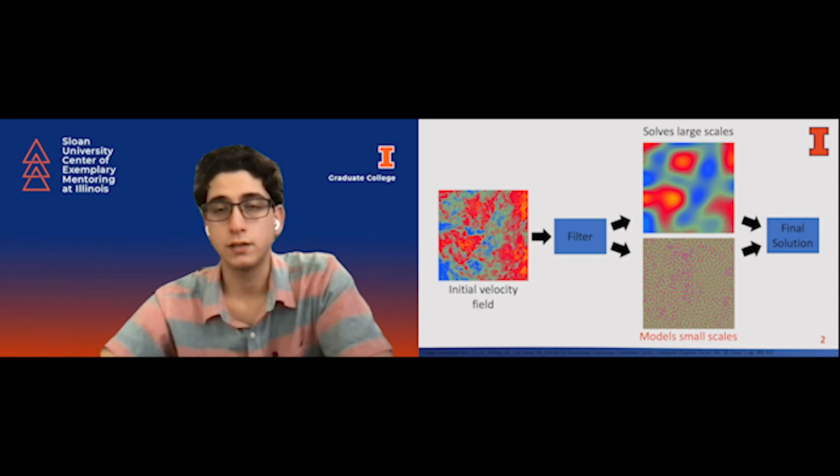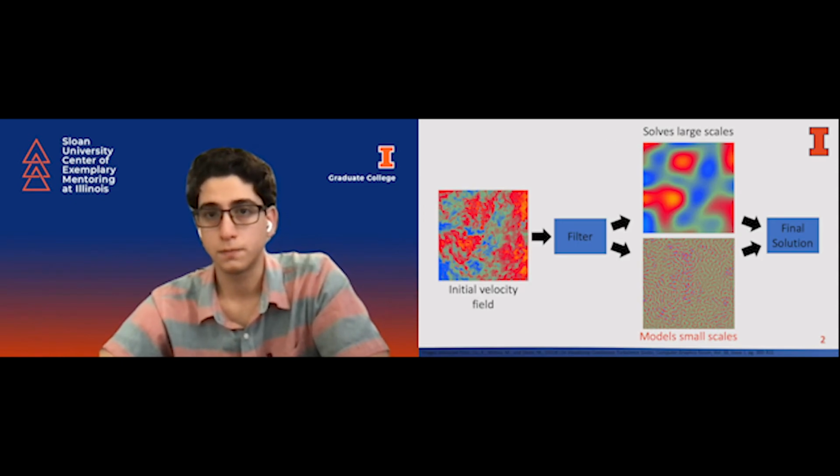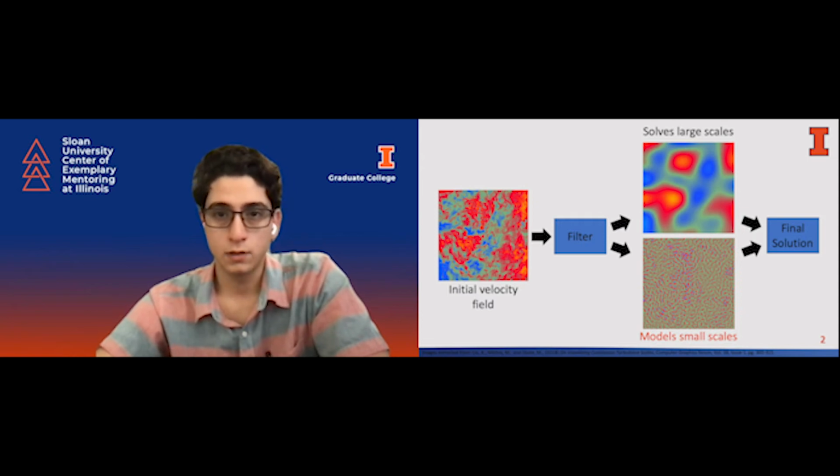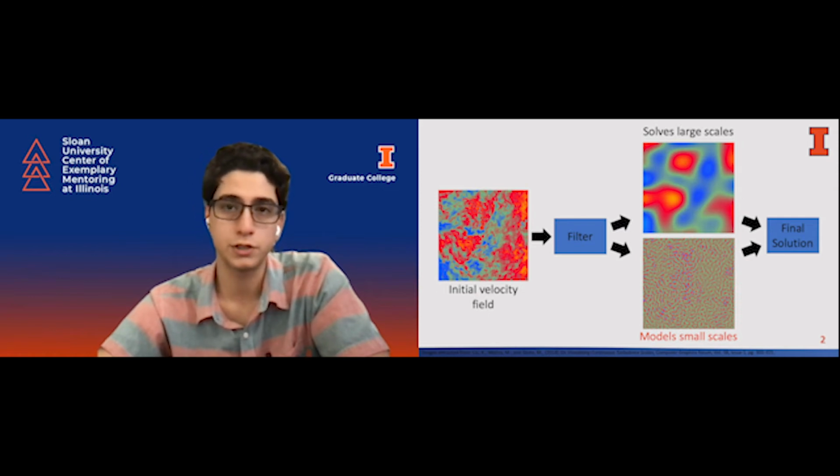On the next slide, you can see a schematic of how LES works. To solve a velocity field, LES uses a filter to separate the scales of turbulence. Once separated, it solves a set of equations for the large scales and models the small scales, as shown in the diagram. I am focusing on developing a new turbulence model using machine learning and deep neural networks to help improve the prediction of turbulent multi-phase flows.